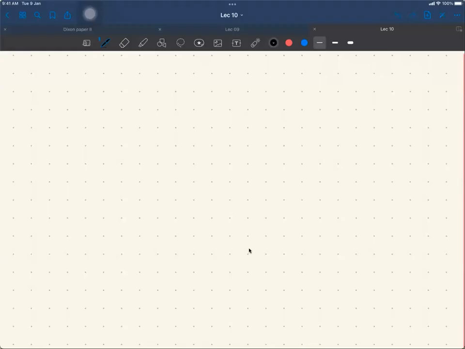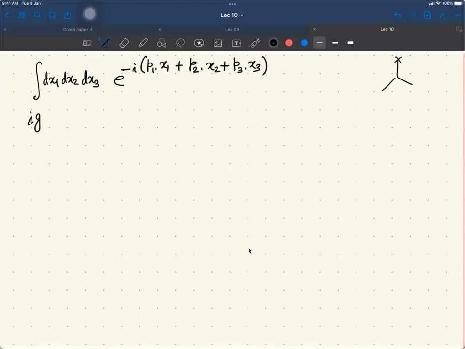The expression that we are calculating is the integral dx1, dx2, dx3 e to the power minus i (p1 dot x1 plus p2 dot x2 plus p3 dot x3) times i times g. The diagram is this one.